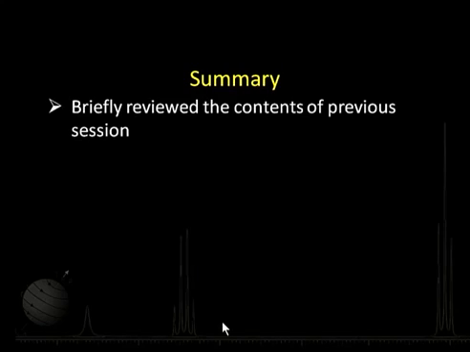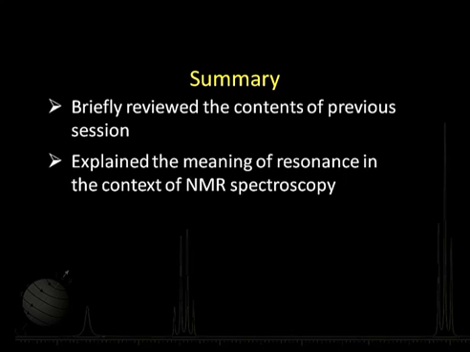Now, let us sum up what we have done today. We briefly reviewed the contents of the previous session, where we talked about the fundamental aspects of this. Thereafter, we explained the meaning of resonance in the context of NMR spectroscopy, because that was very, very crucial for us, as we had covered the nuclear and magnetic components. Even before coming to this, we did talk about the precessional motion, and also about the distribution of spins amongst the energy levels.